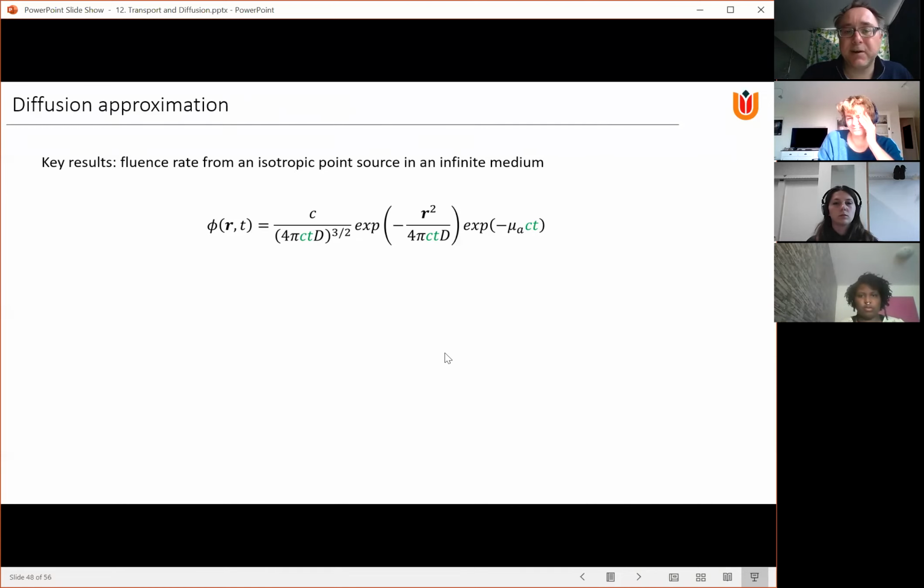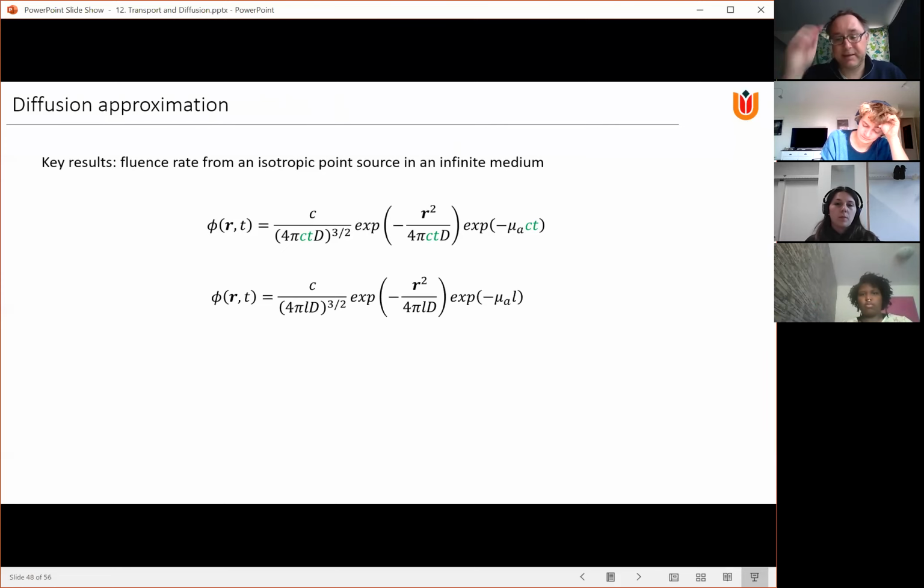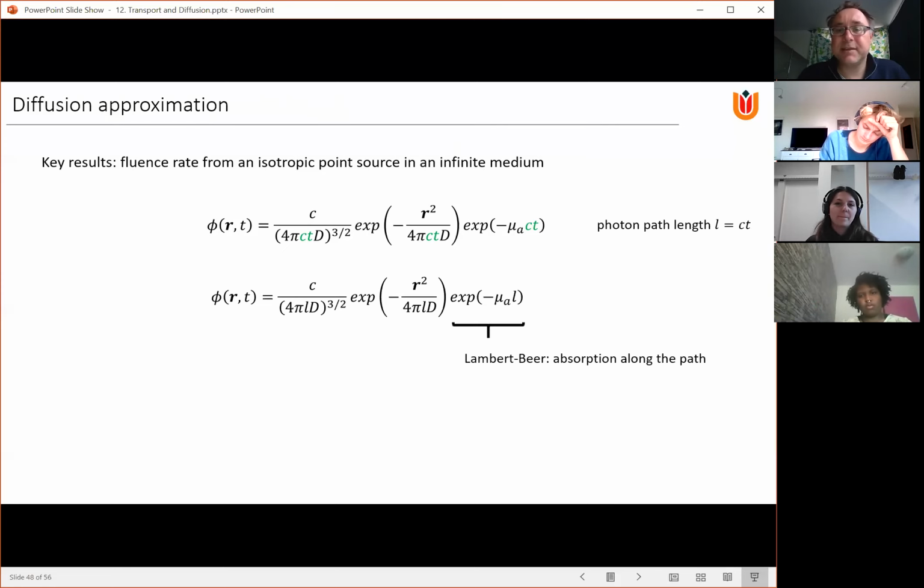So in this expression there is of course the distance. There is this diffusion coefficient that depends on the optical properties. There is time t here, and there's the speed of light c, and an absorption coefficient. c times t, that's speed times time, is a length. So we can write this as a function of a length L, the path length, c times t is L, away from the source.